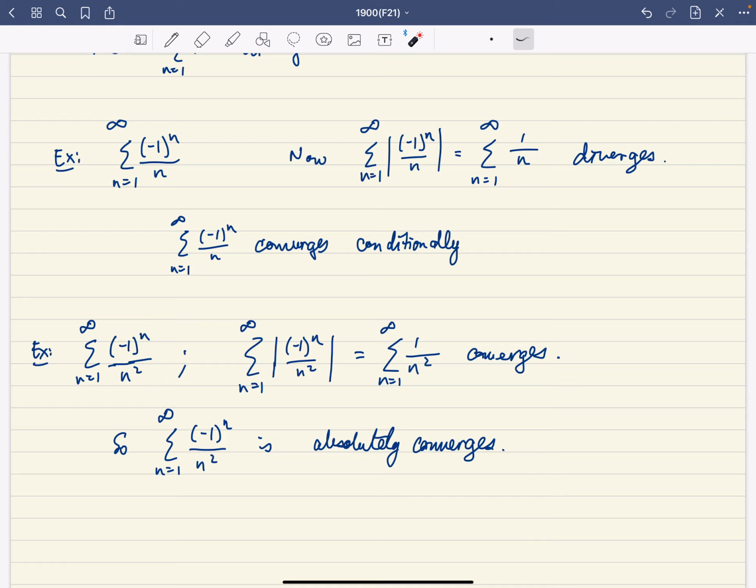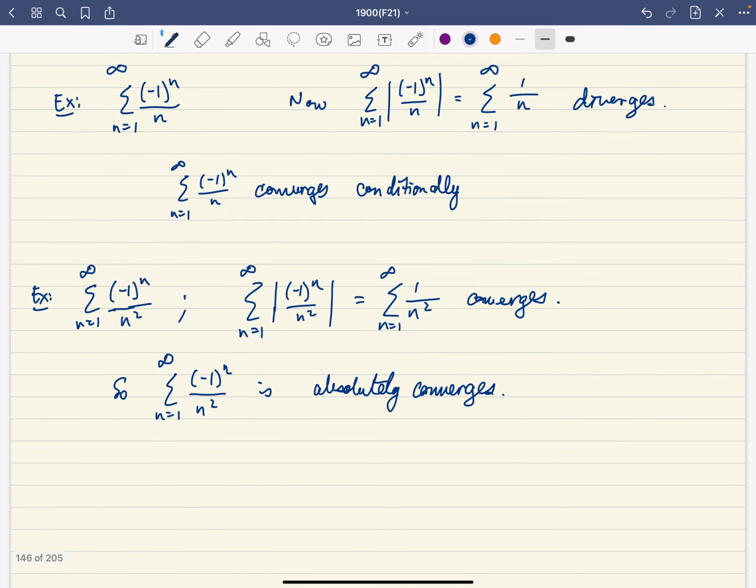There's a reason I'm saying that involves the ratio and the root test, which we'll talk about when we go through those tests. The ratio and the root test are going to be tied to these ideas of conditional and absolute convergence. So it turns out there are two types of convergence: absolute convergence and conditional convergence. That's basically what I wanted to say about conditional and absolute convergence here.